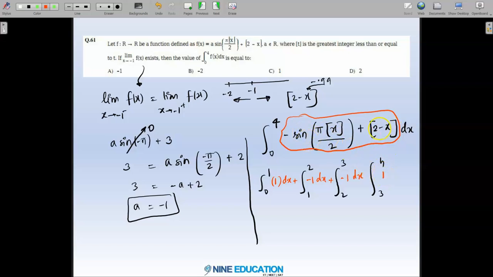And in 3 to 4, this 2 minus x, let's suppose you are putting 3.5. So 2 minus 3.5 is -1.5, whose greatest integer value is -2. So I can write 1 minus 2 dx. So overall this is 1, this is -1, this is -1, and at last, if you observe, it is 1 minus 2, so it will give -1 as the answer. Being cancelled, at last we are left with 2 minus 1s, which will together give the answer -2.